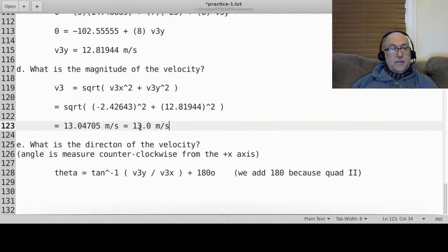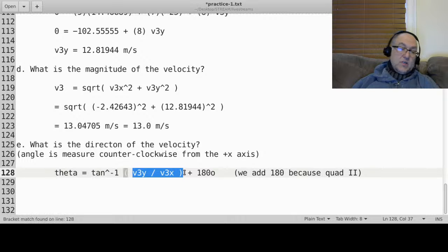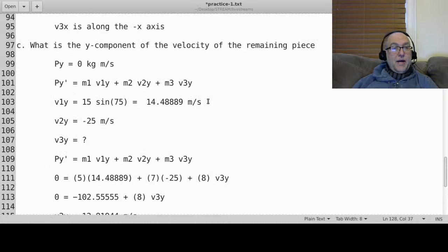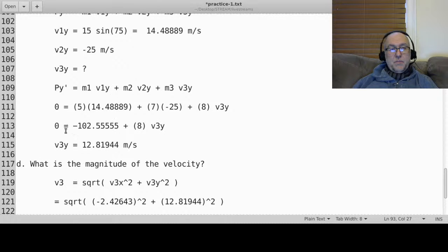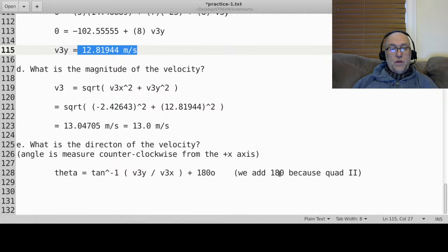That's going to turn out to be 13 and some change, so 13.0 meters per second, rounding off to 3 significant figures. This is old hat, but there we go. Now it's still in quadrant 2, and we know that because the x value is negative and the y value is positive. So that's still quadrant 2.